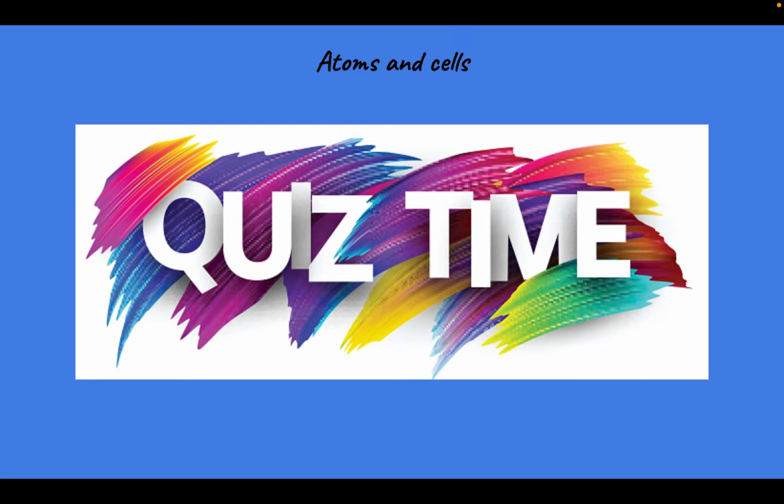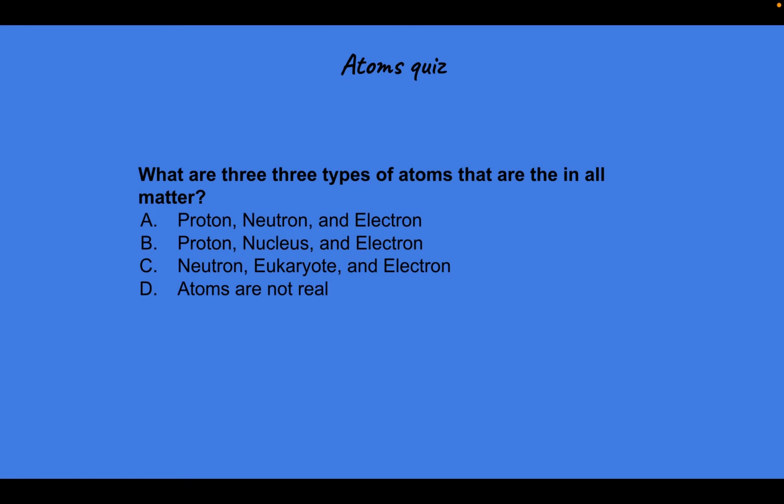Quiz time. Okay, this is quiz time for atoms and cells. First is the atom quiz. What are three types of particles that are in all matter? A. Proton, neutron, and electron. B. Proton, nucleus, and electron. C. Neutron, eukaryote, and electron. D. Atoms are not real. Your time starts now.